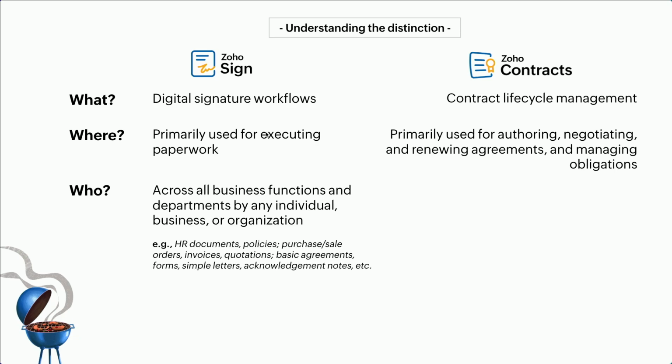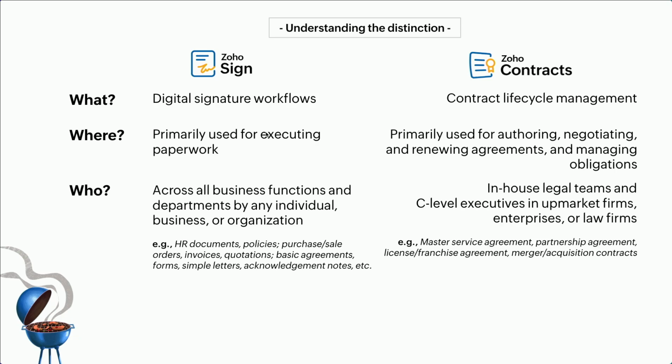And who uses it also has a distinction. Sign is pretty broad in the sense that pretty much anybody within a company can use it, and pretty much any size company would want to use it to get all their documents signed. But with Contracts, it's typically the in-house legal teams, the C-level executives, or people that deal with extensive documentation that find value in adding it to their suite of applications.